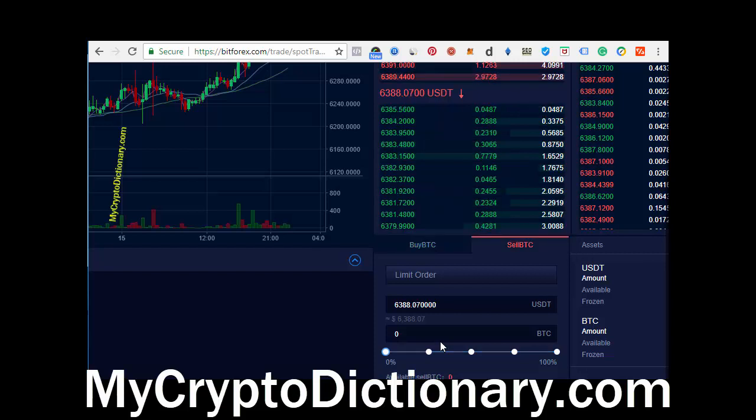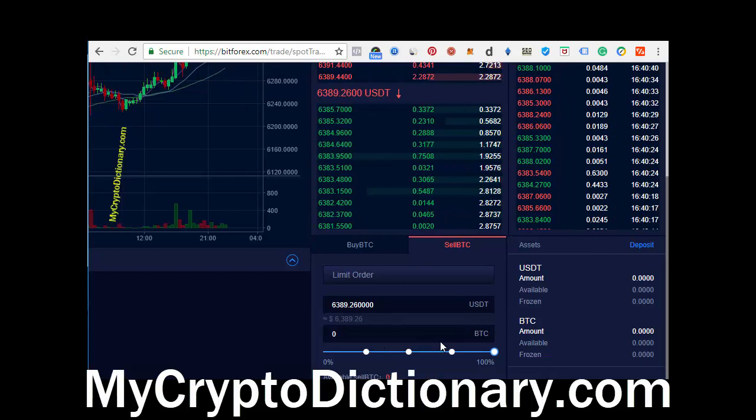Then you come to the sell order. You can see how much you are willing to sell, assuming you have. So if you have one Bitcoin, you can decide to sell 50%, which tells you that you will be selling 0.5 Bitcoin, or 0.7, or the whole 1 Bitcoin. You click the sell order and it will be executed.